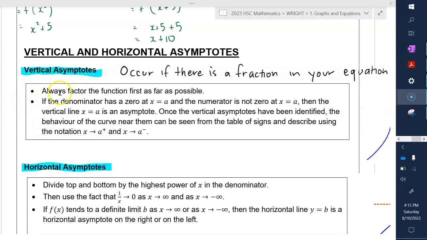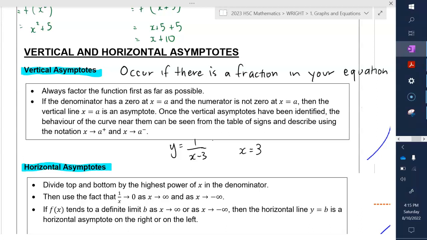Okay, the two dot points here: basically, always factor the function as far as possible first, cancelling any like terms on the top and the bottom that are able to be cancelled out. If the denominator has a 0 at x equals a and the numerator is not 0 at x equals a, then the vertical line x equals a is an asymptote. For example, if we had the function y equals 1 over x minus 3, we know here we cannot divide by 0, so x minus 3 can't equal 0. So x equals 3 is one of our asymptotes.